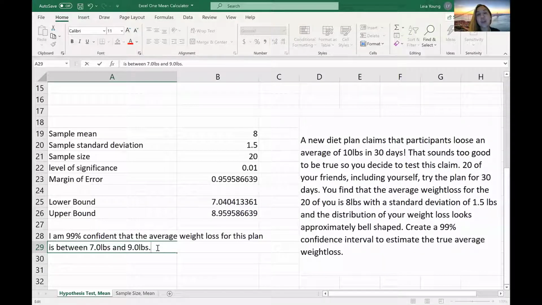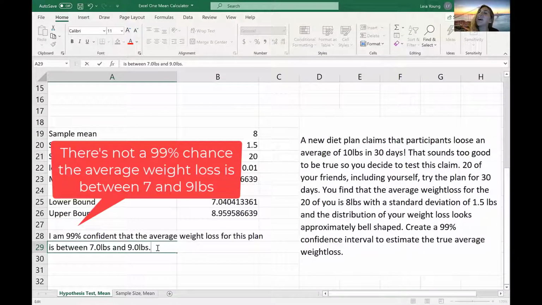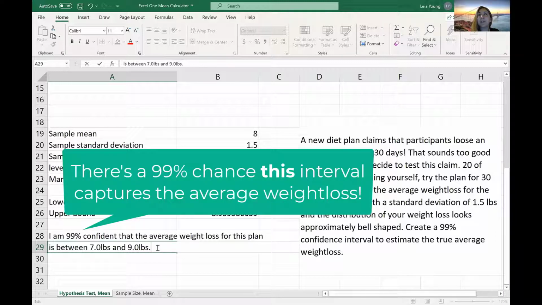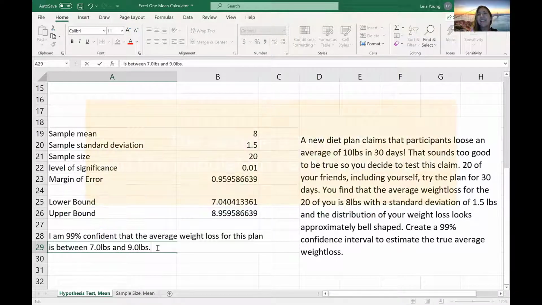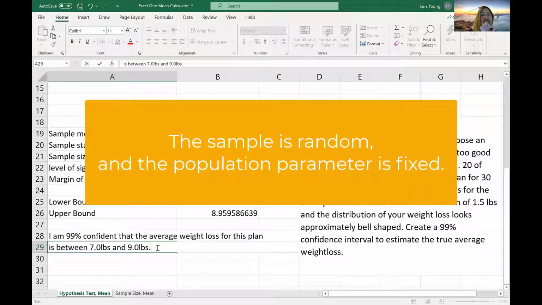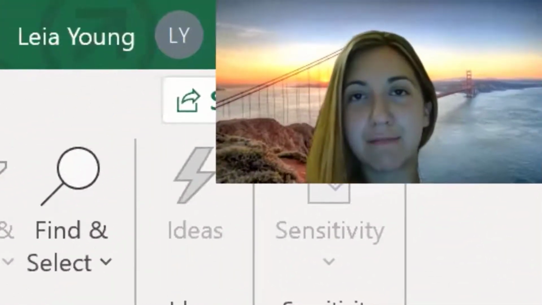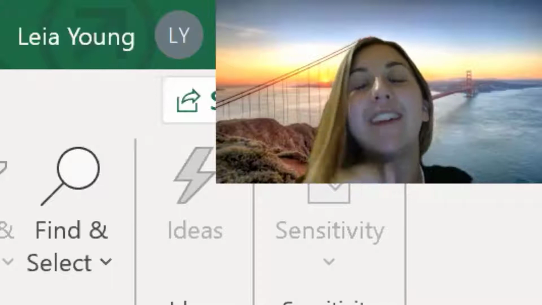It's important when you interpret this confidence interval, it doesn't mean there's a 99% chance the average weight loss is between these two numbers. It means there's a 99% chance that the sample I took was a sample that will capture the true average weight loss when I create the confidence interval. The thing that has the uncertainty, the thing that's random, is the sample I took, not the true population average weight loss. That's a number that exists out in the ether. But what's random each time I do it is the sample.